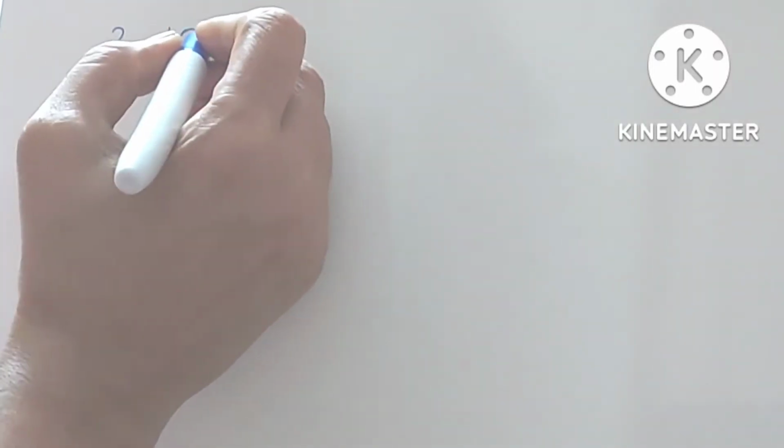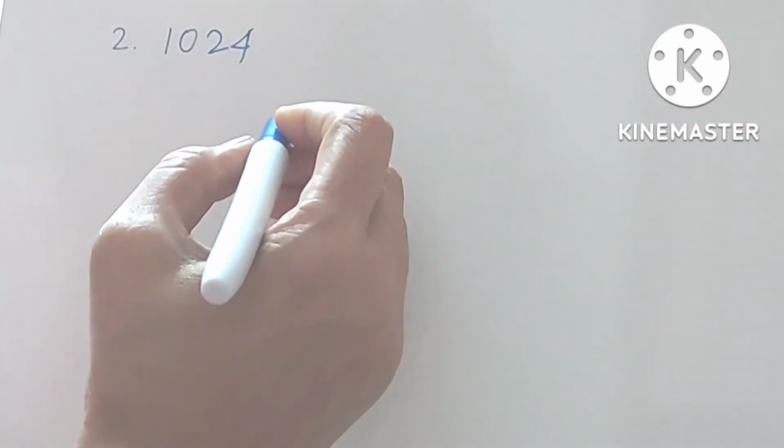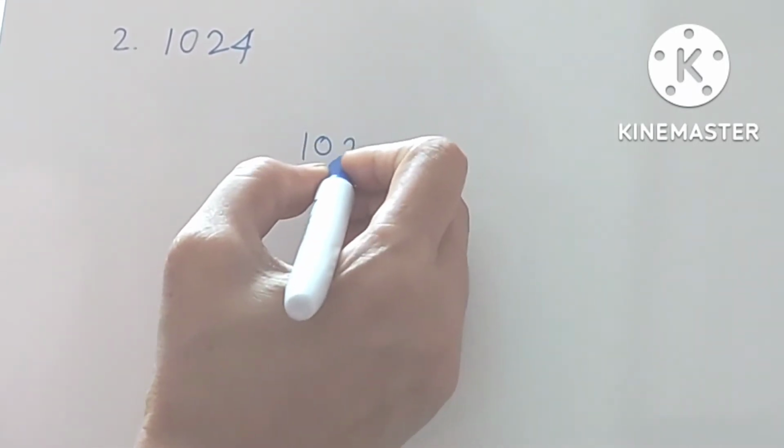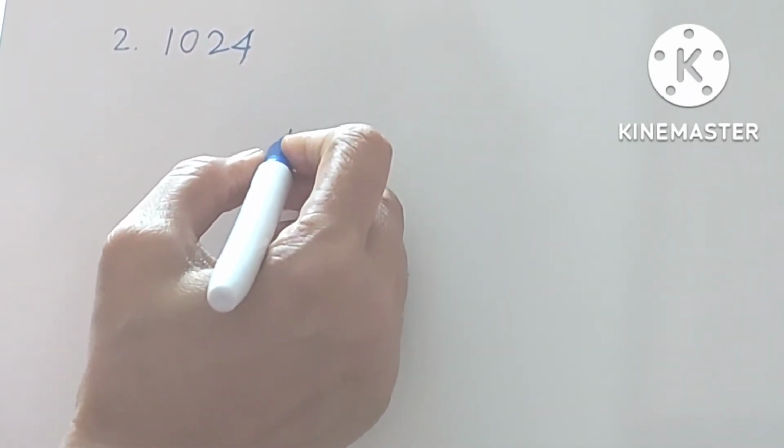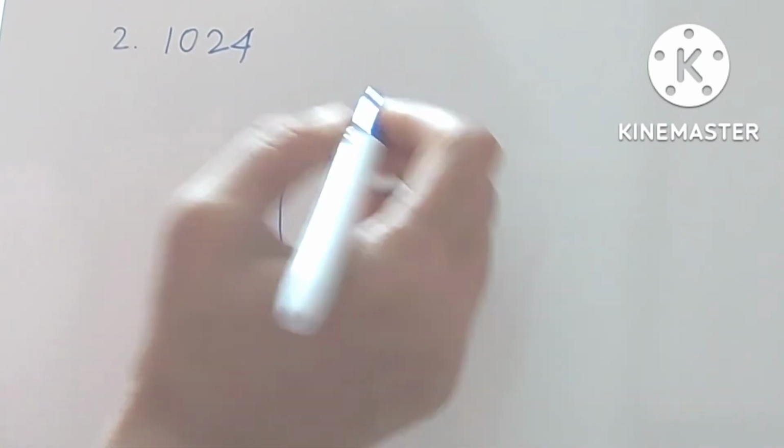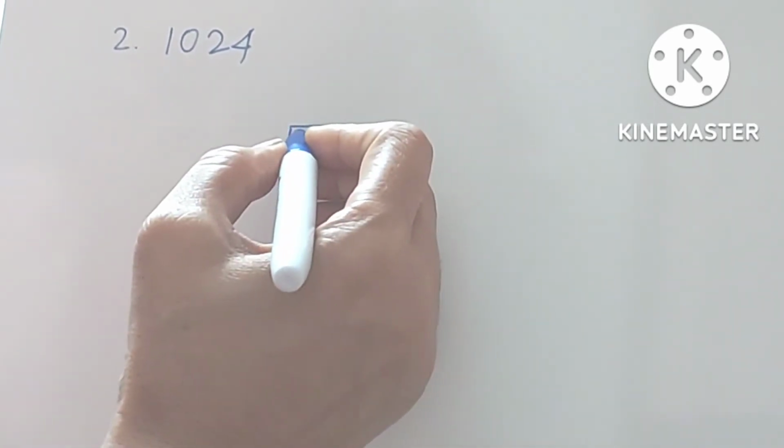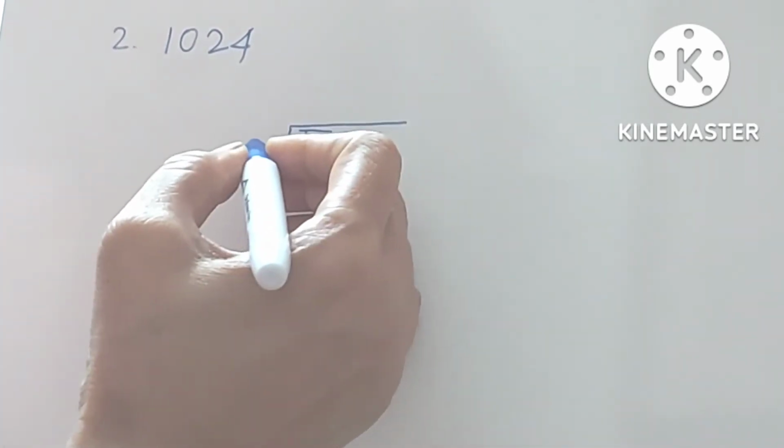Now square root of 1024. Same process, two lines we have to draw, and now pairing, first step.